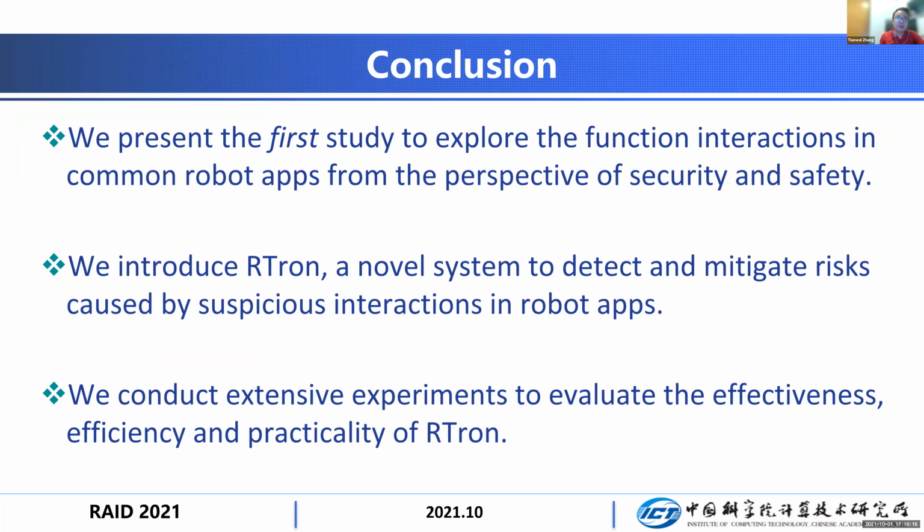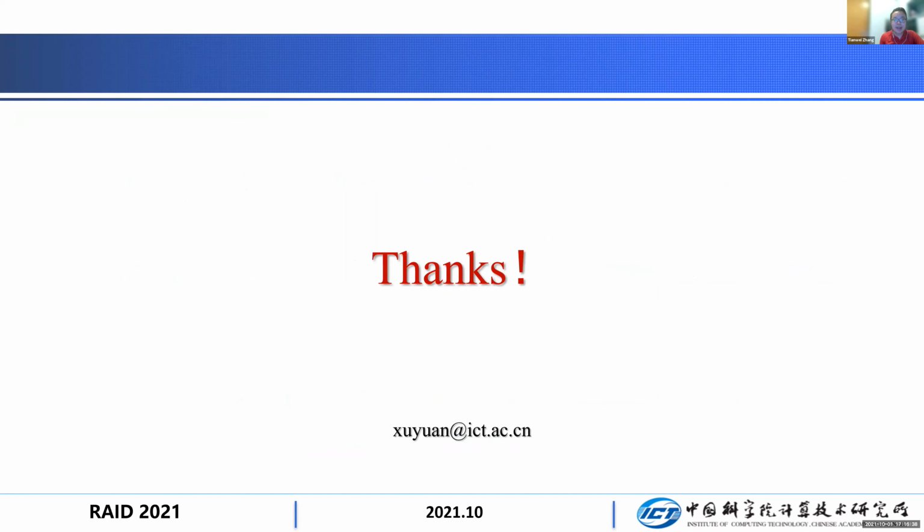To conclude, we gave the first study about function interactions for common robot apps for security and safety, and we introduced a new system to detect and mitigate the risks posed by malicious interactions. We also conducted experiments to evaluate the effectiveness of our solution. And we are very happy to answer any questions you have.